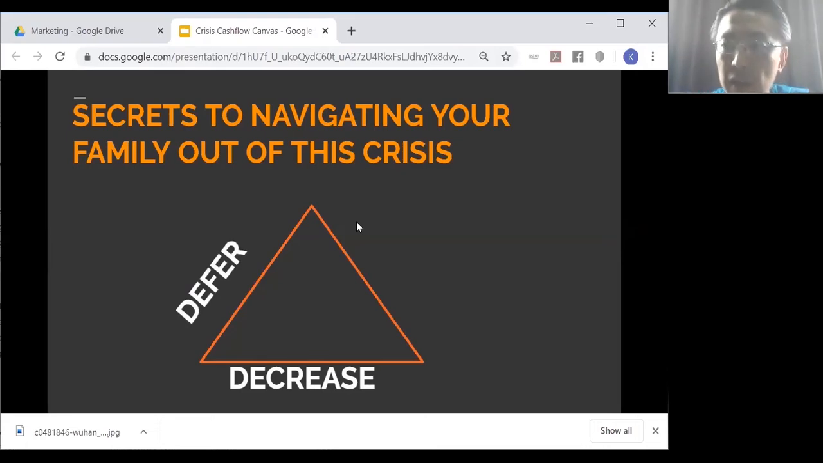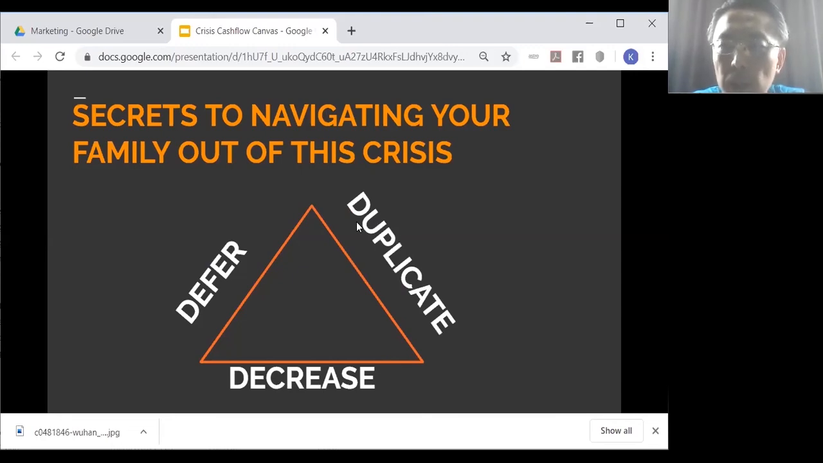You can also defer some of your staff salary if you are in business. For example, one of the decisions that we made for our business is that we had no choice but to defer 50% of our top management salary.